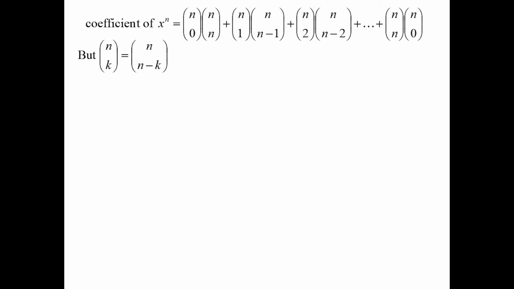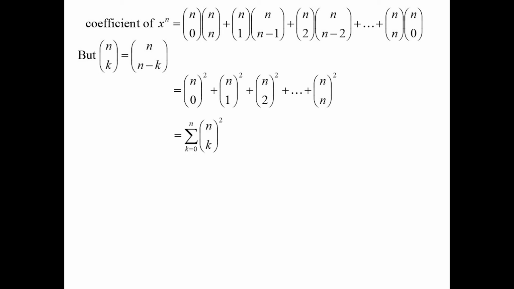But, using a Pascal's triangle relationship there, we know it's symmetric. So nCk is the same as nC(n minus k). In other words, nC0 is in fact the same as nCn. And nC1 is the same as nC(n minus 1). And so on, all the way down. So I could rewrite all those as nC0 squared plus nC1 squared plus nC2 squared up to nCn all squared. In other words, the sum from k equals 0 to n of nCk squared. That was one half of what we're trying to show.